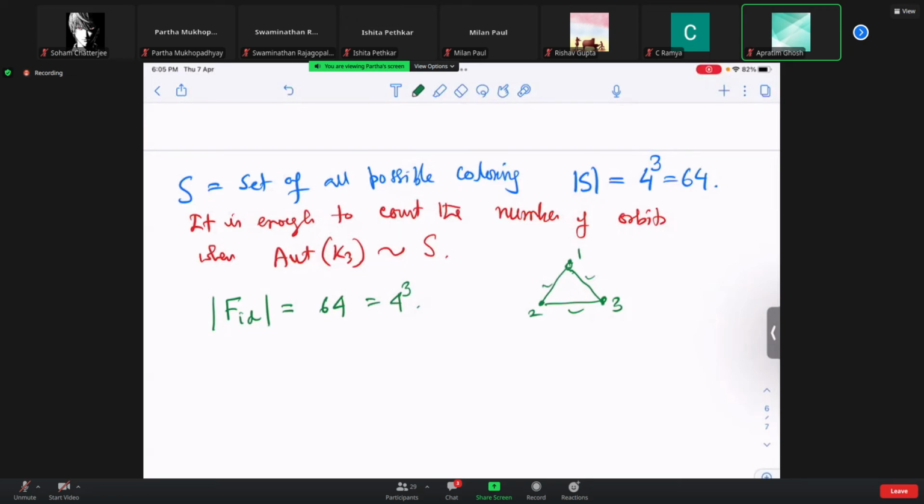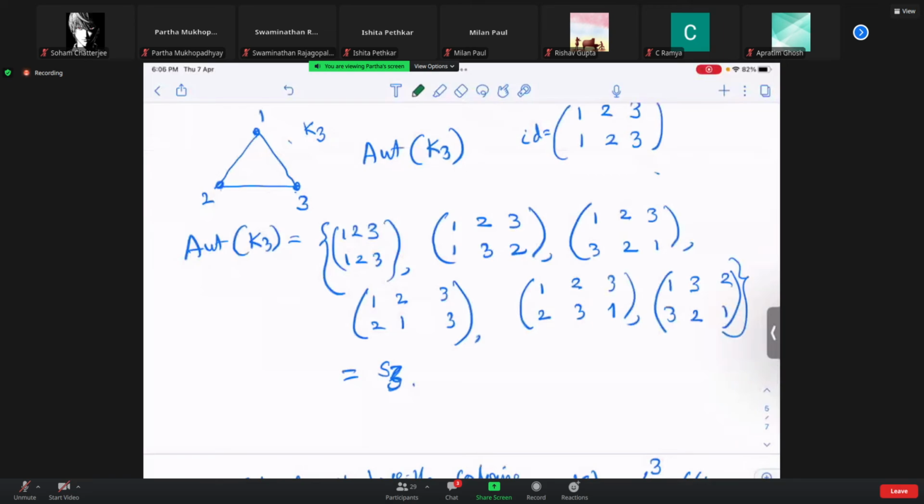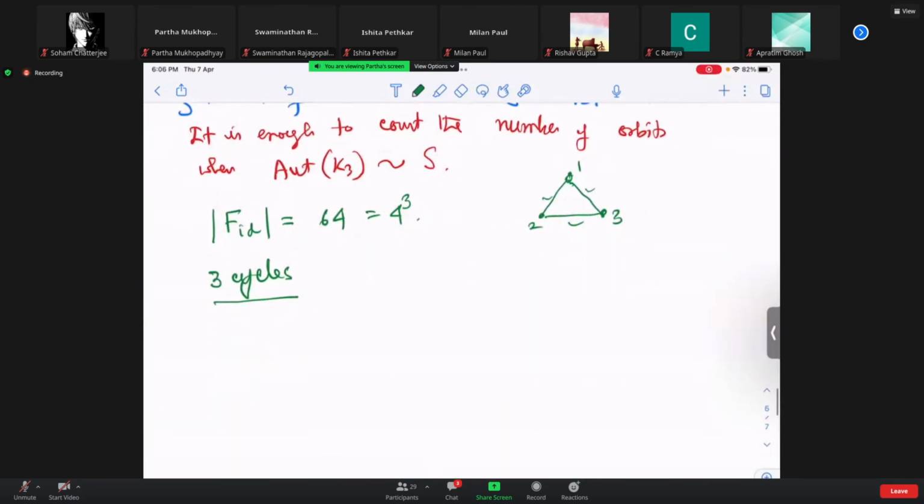That's fine. Now let us look at what happens when you have these 3-cycles. So you take these two 3-cycles and try to understand which colorings are fixed by these 3-cycles. 1 goes to 2, 2 goes to 3, 3 goes to 1.